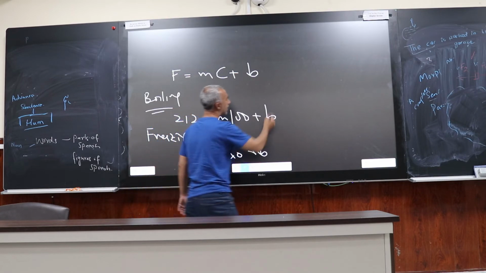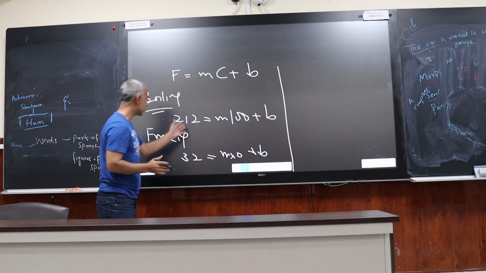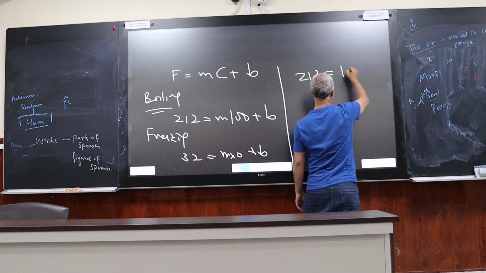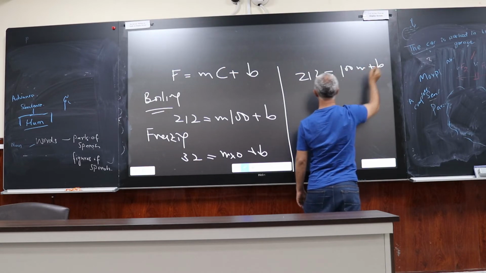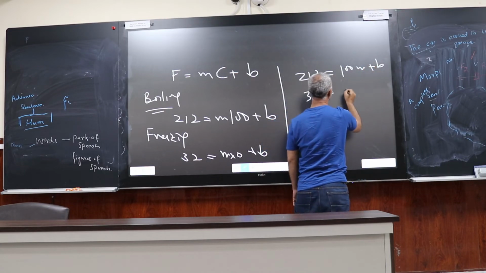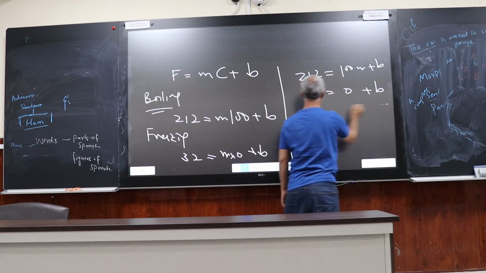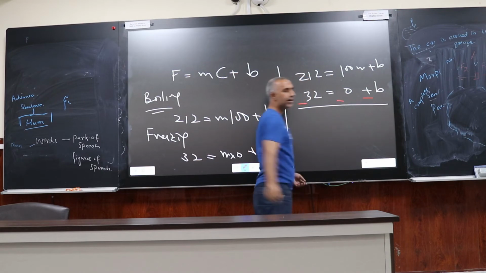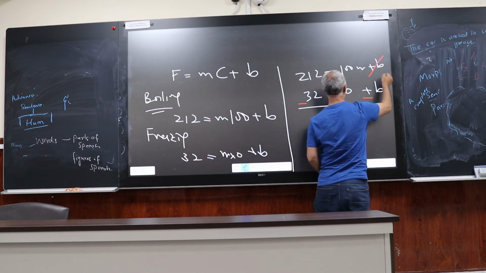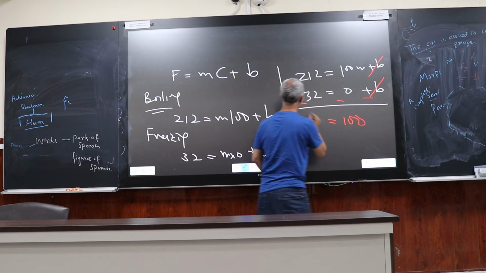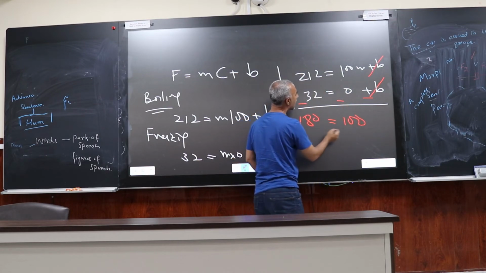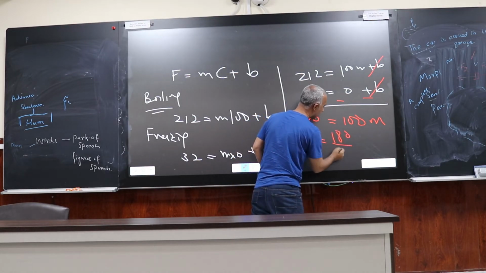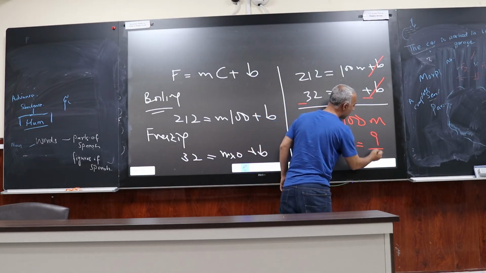Plus b. Now by the elimination process we can write 212 = 100m + b and 32 = 0 + b. Is it okay? Yes, sir. By simple subtraction, b will be cancelled out and you will get 100m = 180. Your m will be 9 by 5.